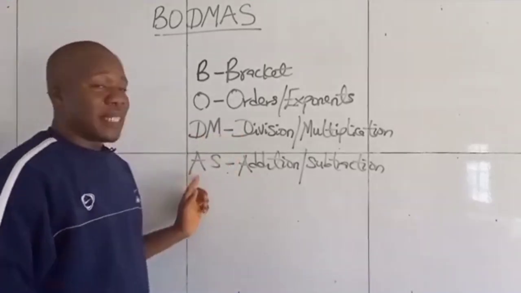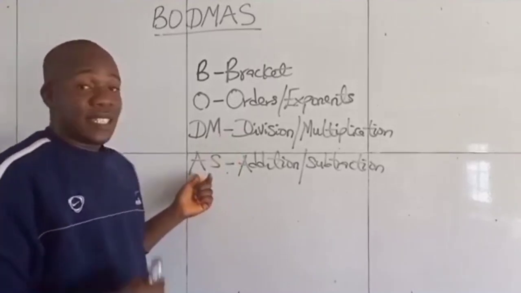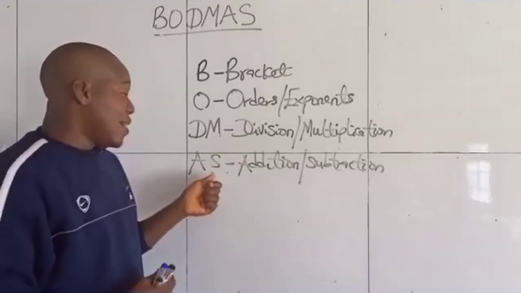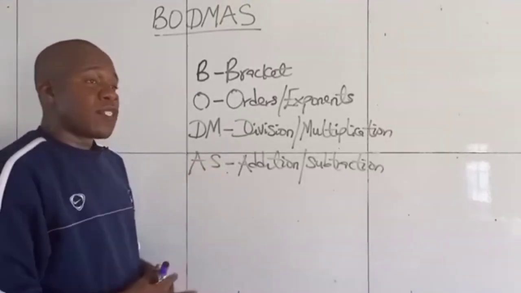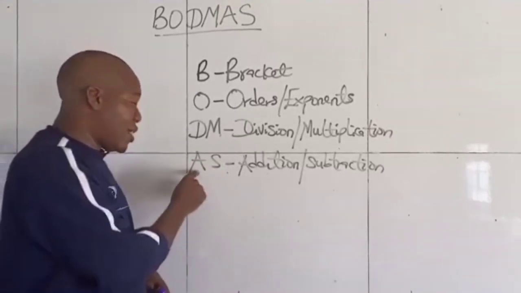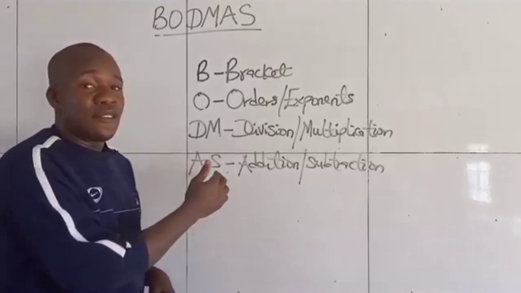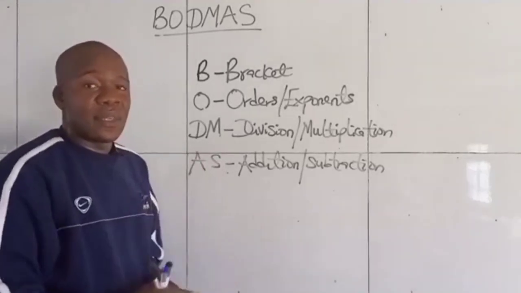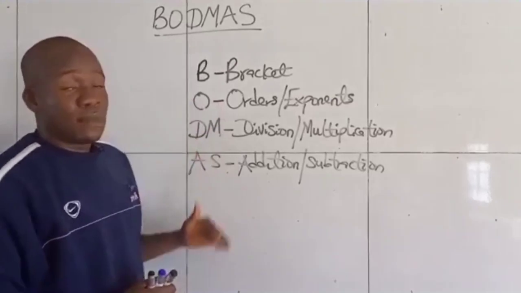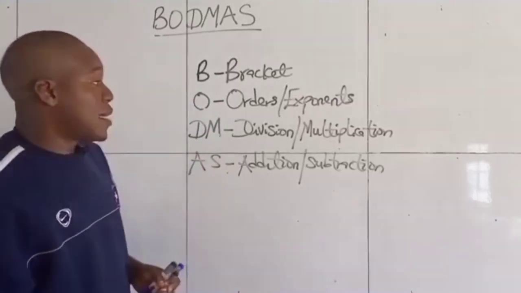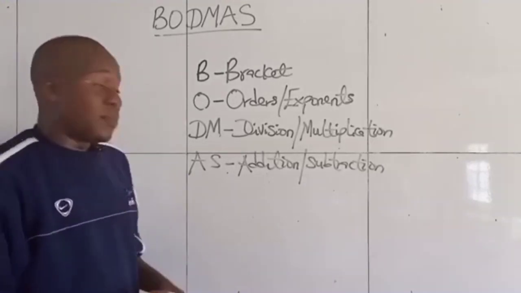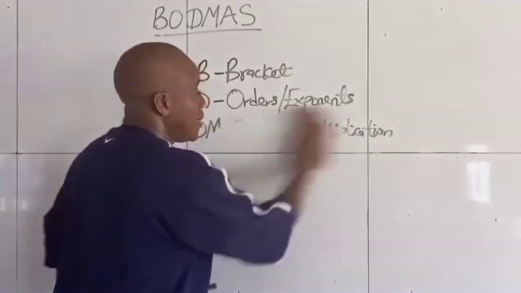The same thing happens with A and S. Addition is not necessarily before S, that's subtraction, and subtraction is not necessarily before addition. So when we have an expression involving addition and subtraction, we simply solve from left to right, not minding the one that comes first. So this order must be maintained while solving mathematical expressions. So we'll quickly look at one or two problems, and then we end the lesson.